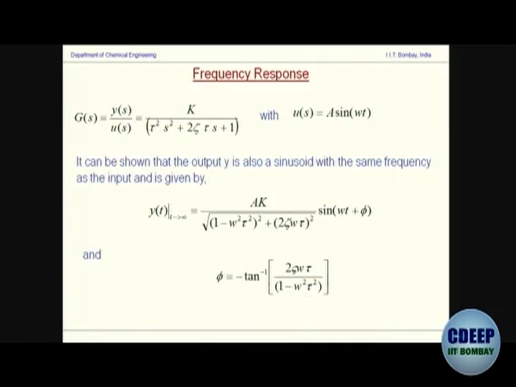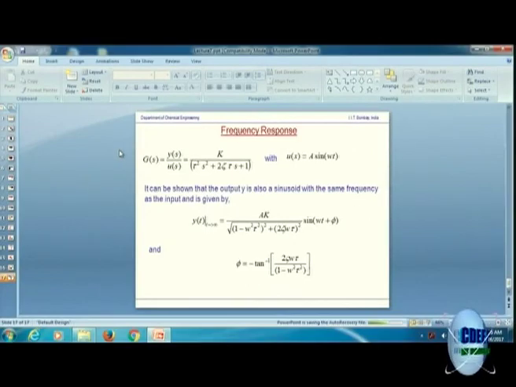It is similar to a first order system. The difference is that phi is related to the natural frequency as well as the damping factor. In the special case when omega is equal to 1 by tau, the damping factor does not matter. You will still get maximum power transfer. Alright. Okay, so I think logically this may be a good time to stop.